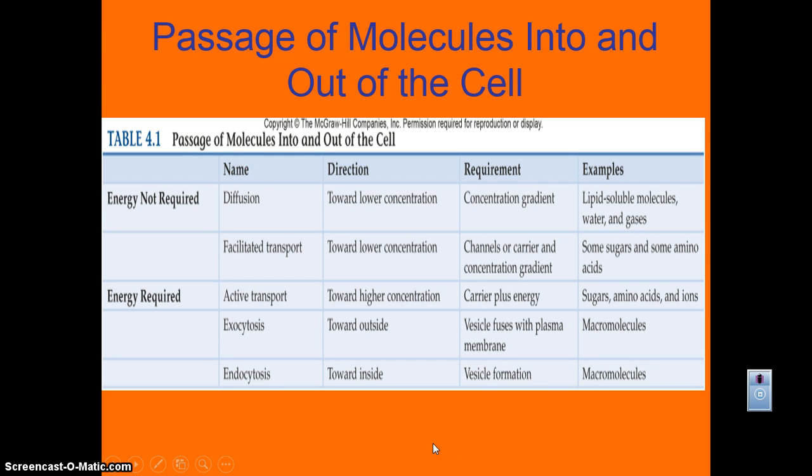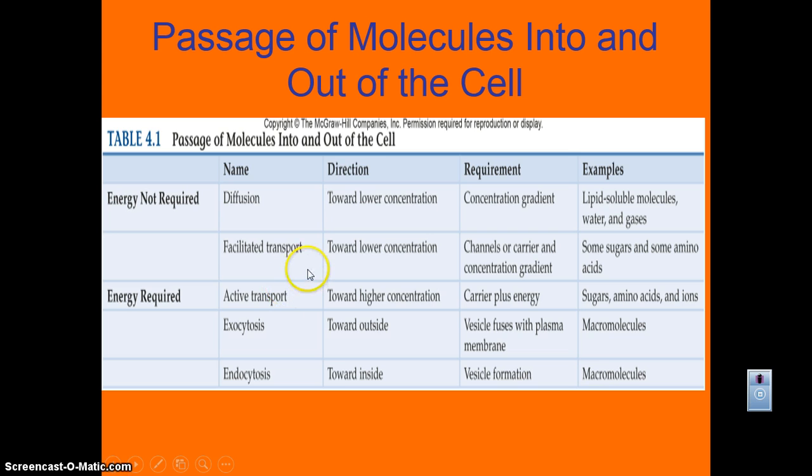Let's take a look at this table, which is very important. Passage of molecules into and out of the cell. The processes that don't require energy are diffusion and facilitated transport. The reason they don't require energy is because of the direction that they go. They go from a higher to lower concentration. So they are going to go with the concentration gradient. So if we're looking at energy not being required for diffusion and facilitated diffusion, what we're talking about is getting into the canoe and going downstream with the flow of the current. Okay, so we have to have the concentration gradient going from higher to lower. Examples are lipid-soluble molecules, water, and gases.